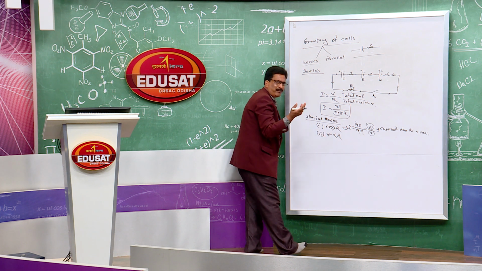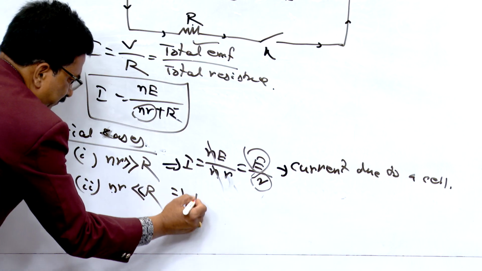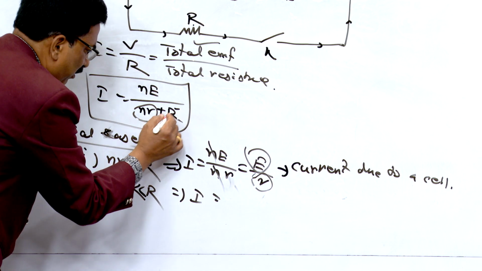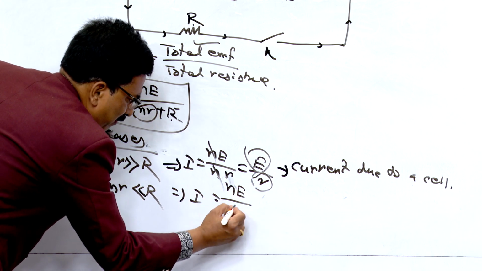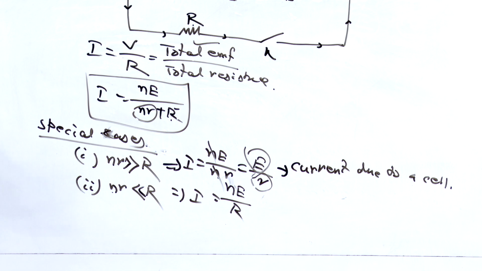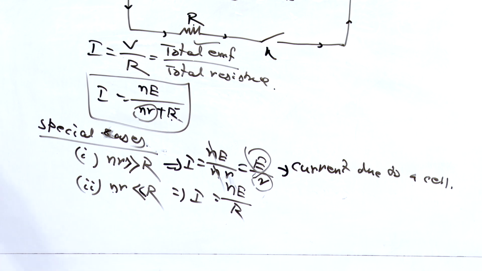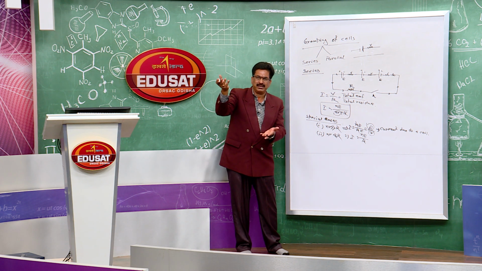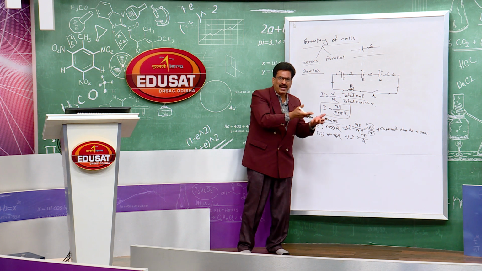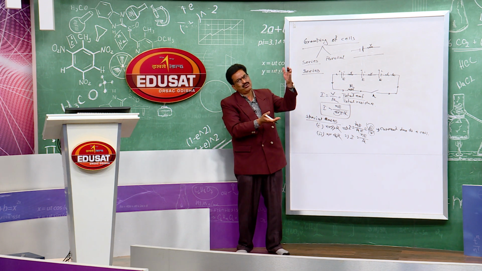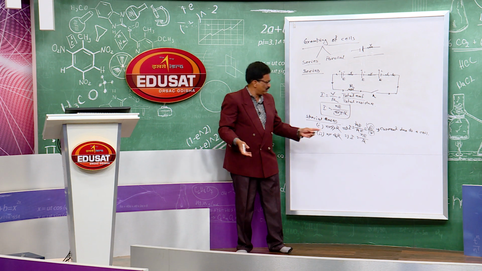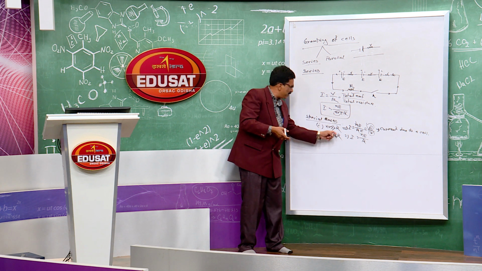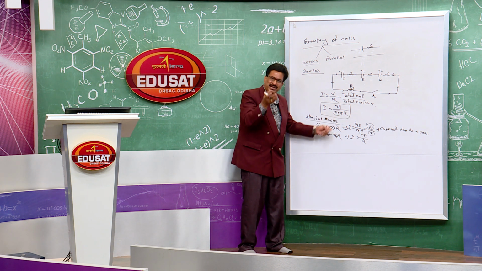When nr is much less than R, then this value will be only R. So nE by only R. Suppose there is an ocean. If we drop a bottle of water into the ocean, will the height rise? Nothing. If we take a bucket of water from the ocean, will its height go down? Nothing will happen. So if this one is much more than the other, the much more thing will remain.